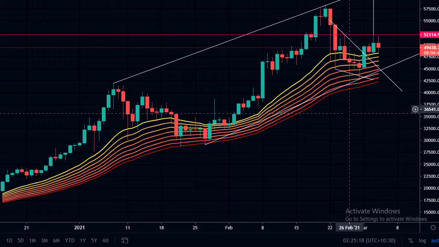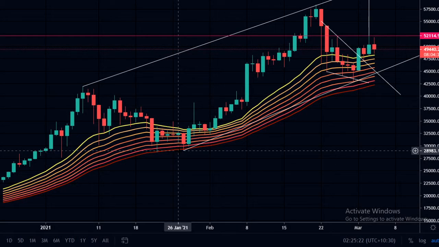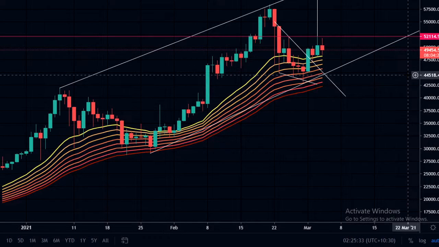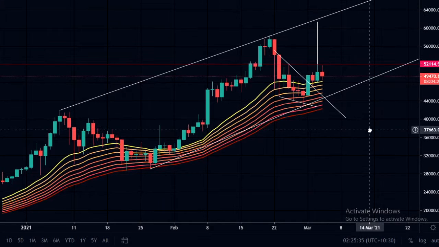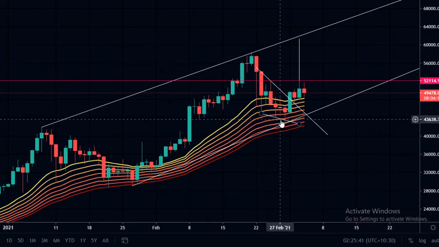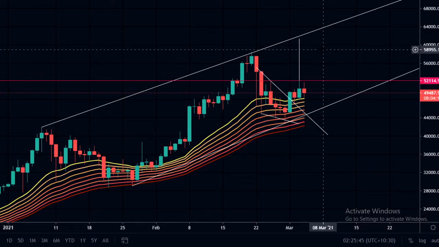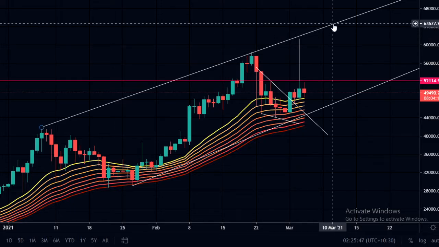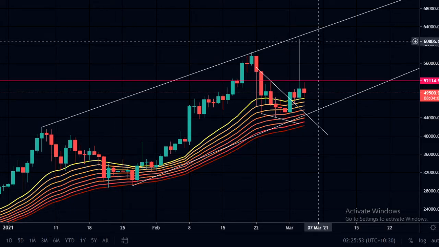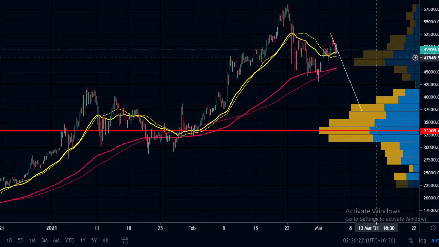We can see during the previous drop here, we came all the way to the bottom of the ribbon and we got support with the bodies never going below the ribbon. We also have this possible pattern here where we're just in this channel. We're bouncing up and down between it, and we can see we touch the bottom here. So possibly we could come up to test the top of this channel again, which would take Bitcoin into the $60,000 range.